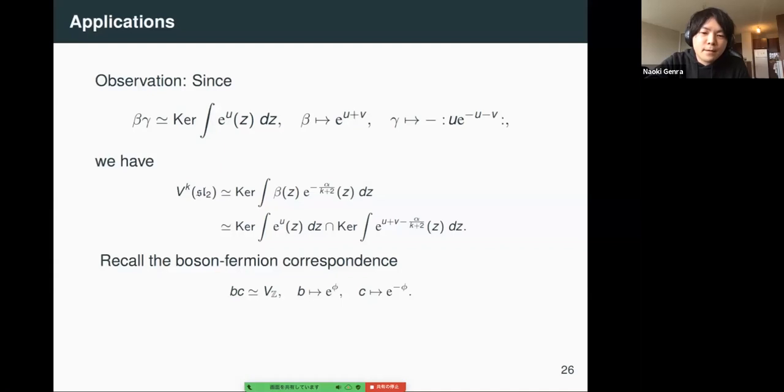Okay. And also we recall the boson-fermion correspondence. The bc system is isomorphic to the lattice vertex algebra, where b is e^phi and c goes to e^(-phi). I use this result in the next slide.